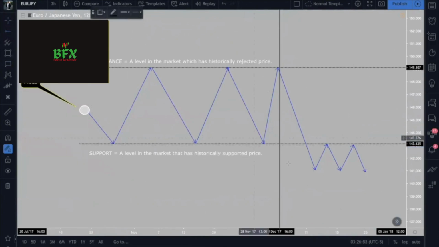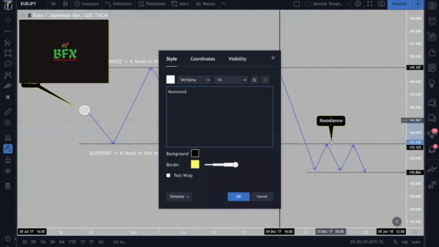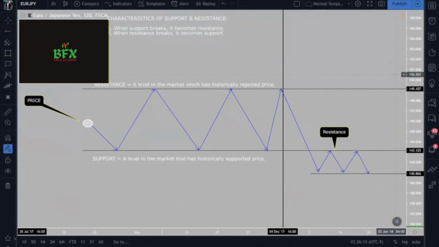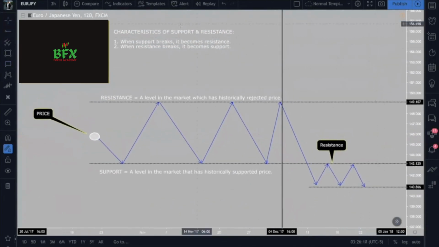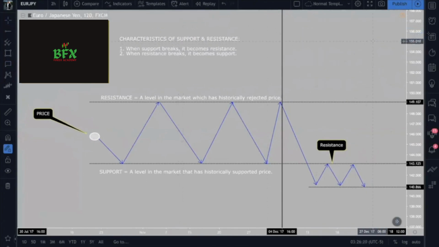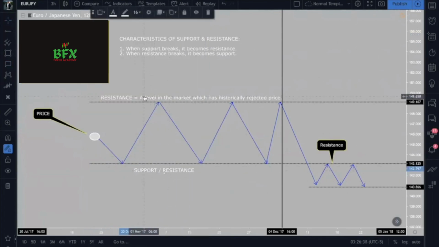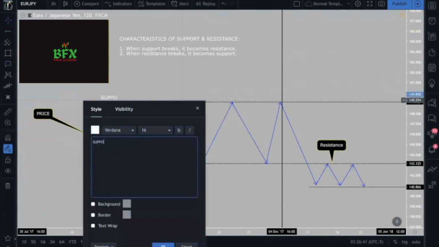So we will end up forming a new support, and our old support will now actually become our resistance. So when we talk about support and resistance, we're not talking about support or resistance. We're talking about support and resistance, because in all actuality, this support down here is a support and a resistance. This resistance up here is a support and a resistance.